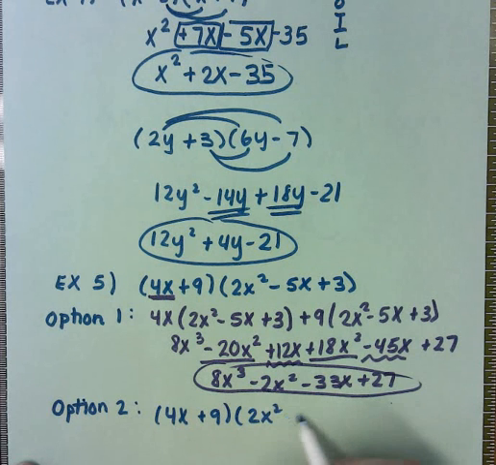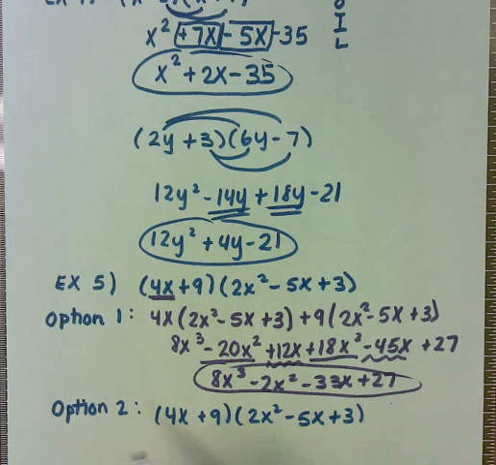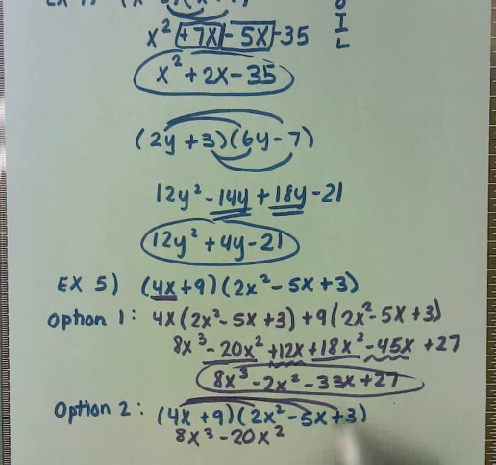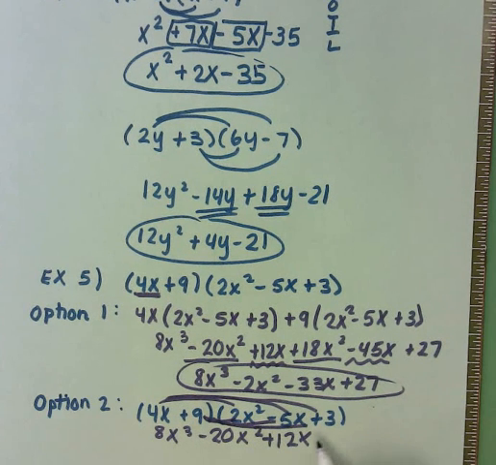I know 4x times 2x squared is 8x cubed. I know 4x times negative 5x is negative 20x squared. I know 4x times 3 is 12x. And then you go with the same thing on the bottom. 9 times 2x squared is 18x squared. And so on. And then when you simplify it, it's going to simplify just like we did for option 1. The only difference is you're kind of doing this step in your head with option 2.